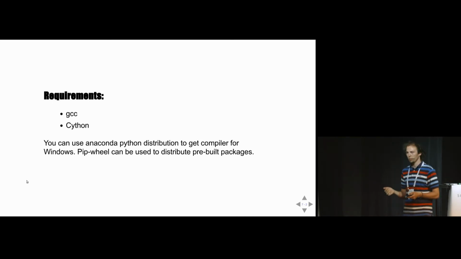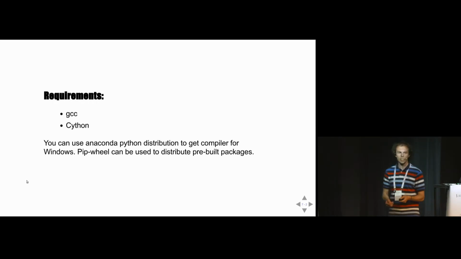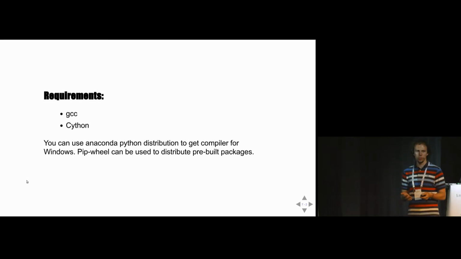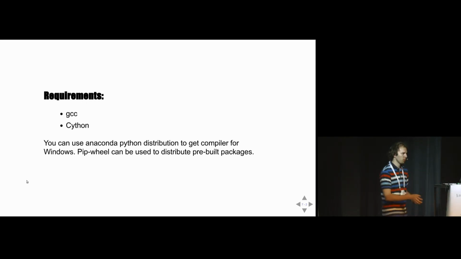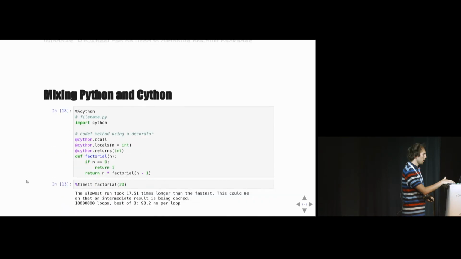The downside is that you have to supply some dependencies to each of the computers you want your code to be run on. So the computers have to have the compiler and optionally Cython. It can be tricky on Windows to get GCC working, but you can use the Anaconda Python distribution to get the compiler really easily. And if you want to distribute pre-built packages, you can use pip wheel to do that. You just have to build a version for Windows, Linux, 32 bits, 64 bits, and so on.